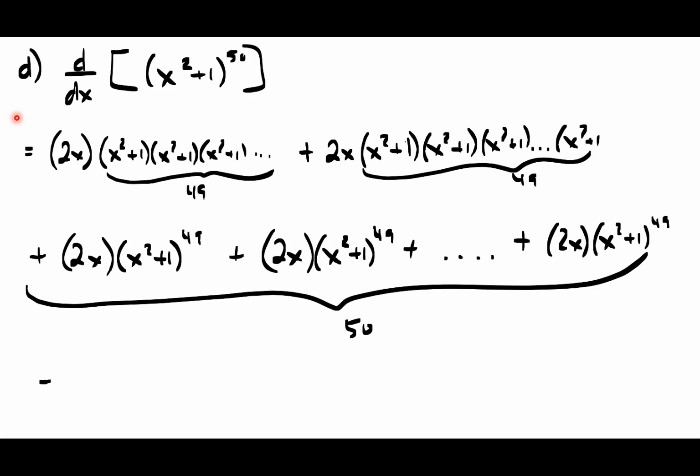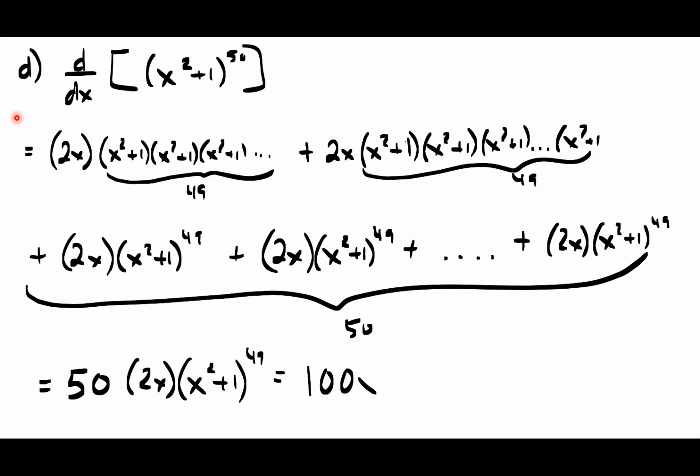So it's going to be 50 times the 2x times the leftover 49s. All right, multiply together, gets you 100x times (x squared plus 1) to the 49. Again, if you know chain rule by now, you see it right away. Oh, that is so cool. It's the chain rule in a very quick form. Or actually, chain rule is the quick form of this.